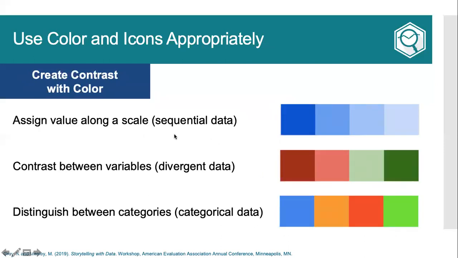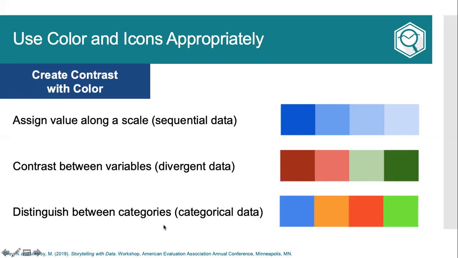When you're using color, you're usually using it to create some sort of contrast, and that can be to assign value along a scale. So as you can see here, that's going from dark to light. So this would be some kind of scale. You can use color to assign contrast between different variables. So this might be if you have strongly disagree to strongly agree. Your disagree would be over here, on one end, versus agree on another end.